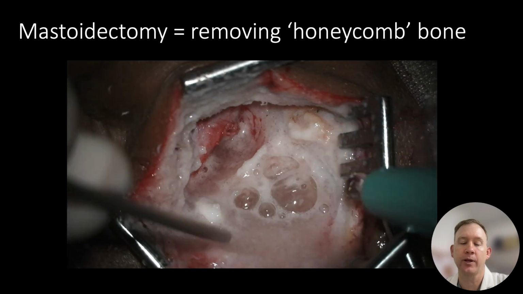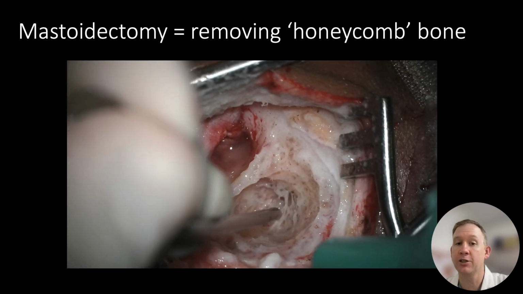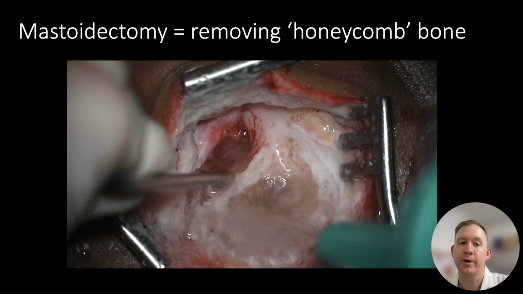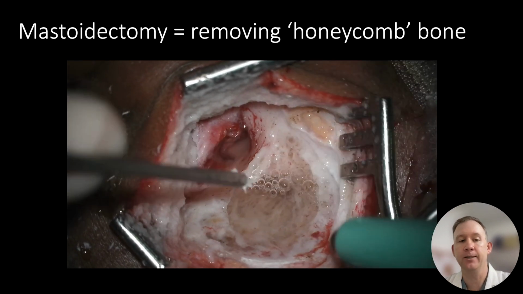And that allows us to really wash it out. So here we are towards the end of the mastoid procedure. We're able to flush out all the infection, which helps us get it under much better control. So that's the mastoidectomy.